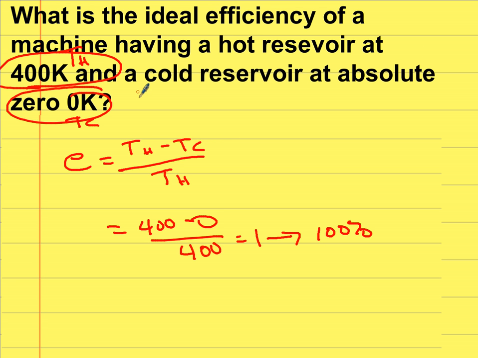So the only way to have 100% efficiency is if your cold temperature is 0. And it turns out you can't have a discharge heat at 0K, because then you would be adding heat. And by definition, 0K is minimum kinetic energy. So kind of interesting.